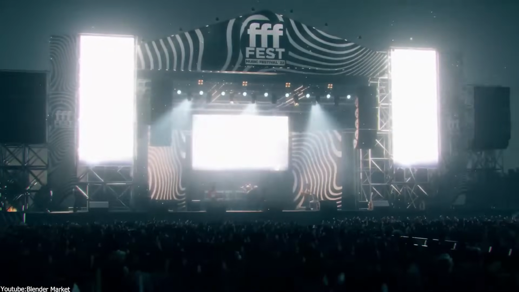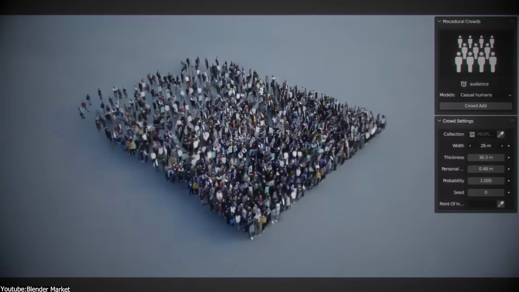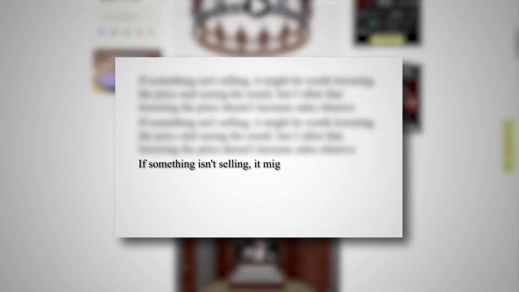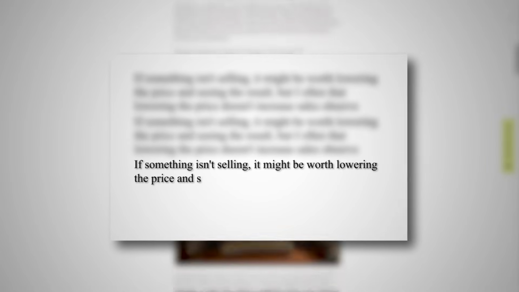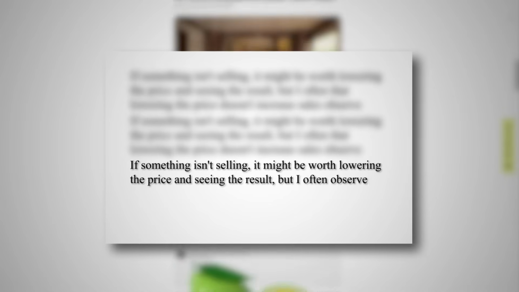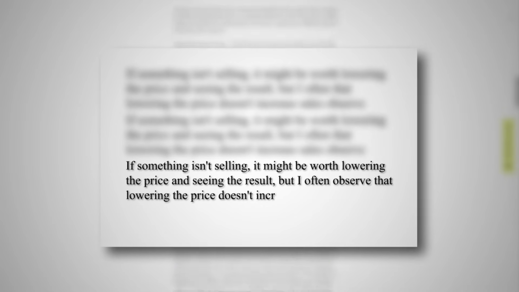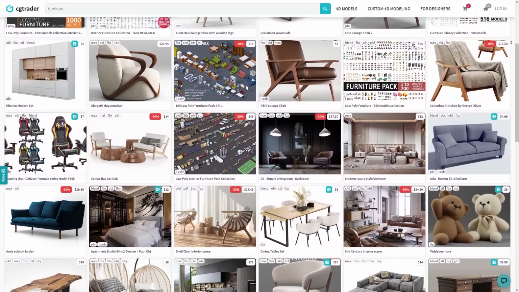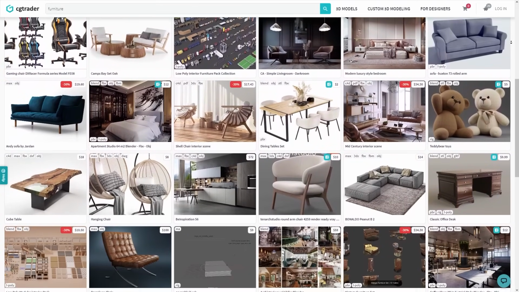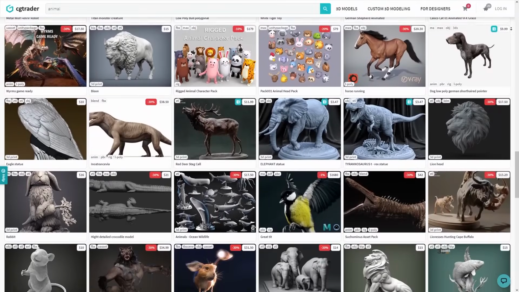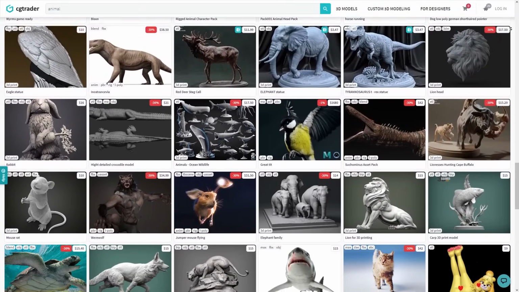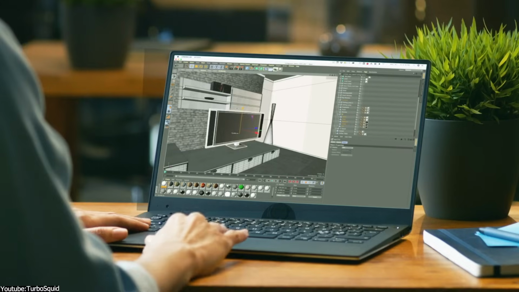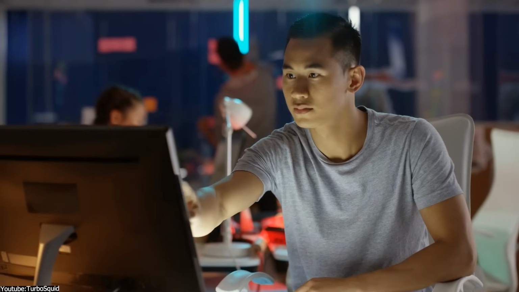Well, it's not as simple as that, because according to Avis Astics, a freelance 3D artist, in an interview he gave to AD Level, if something isn't selling, it might be worth lowering the price and seeing the result, but I often observe that lowering the price doesn't increase the sales. Me personally, I have been in the market of selling 3D models for years, and I can tell you, a lot of 3D artists fall for this trap of lowering prices and undercutting. Probably they think they will sell more, but I would say it is not very effective.